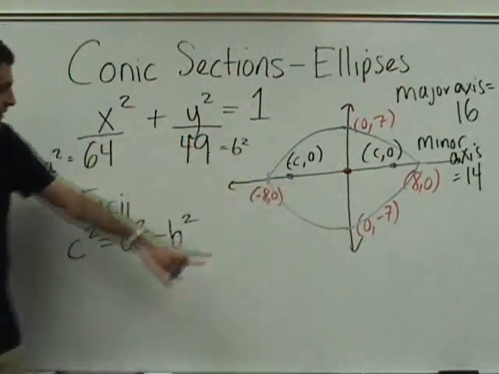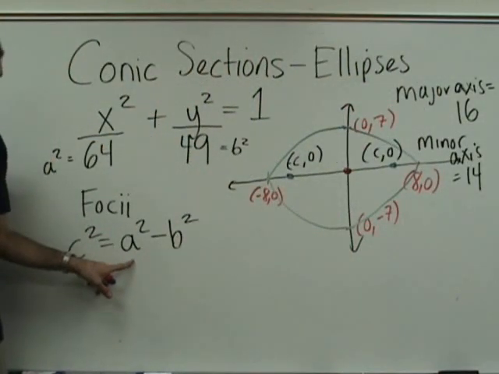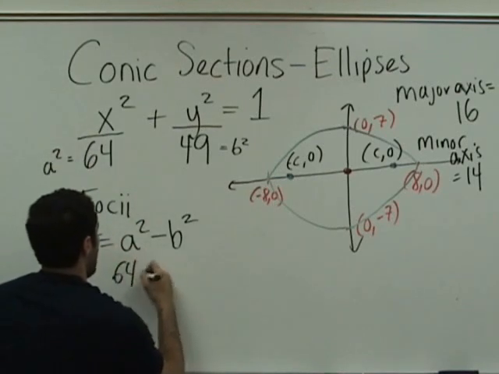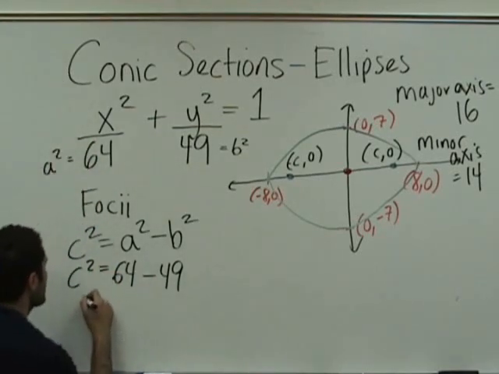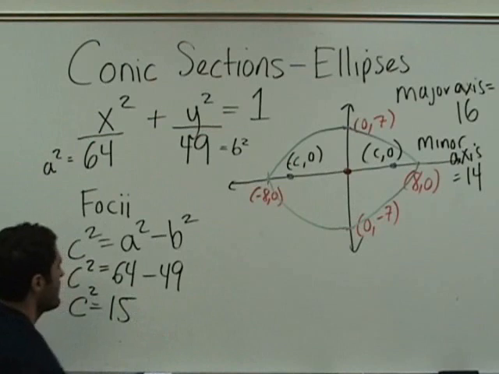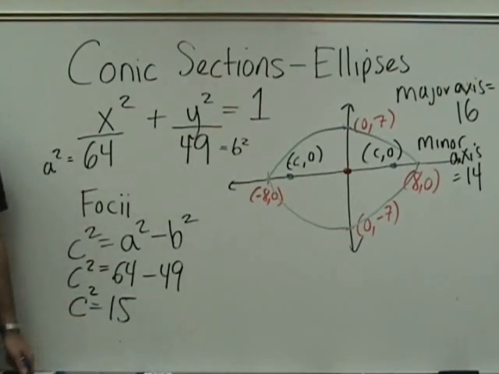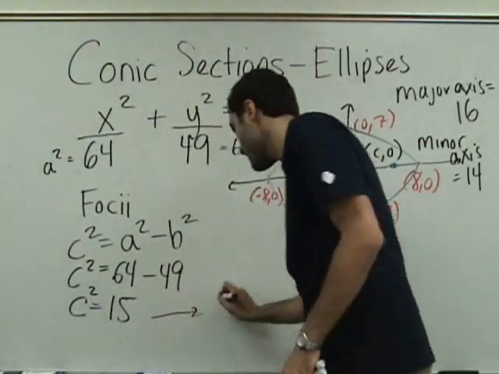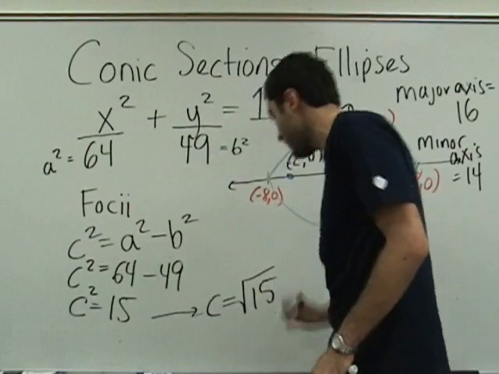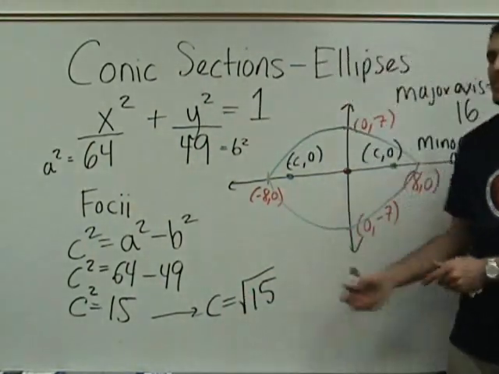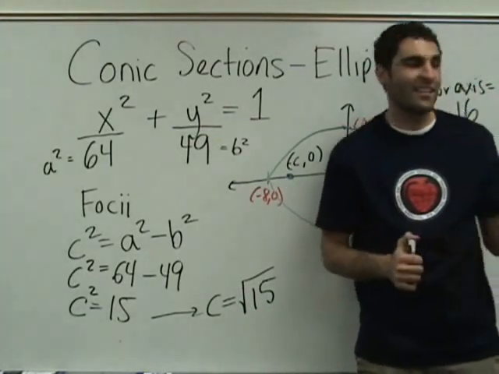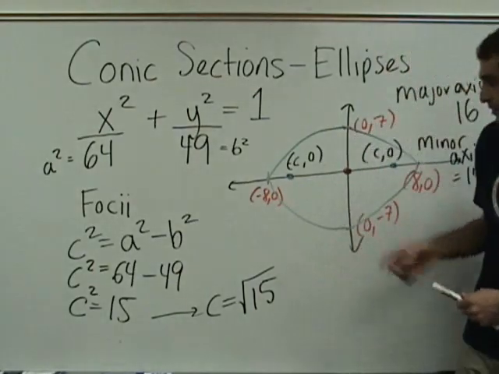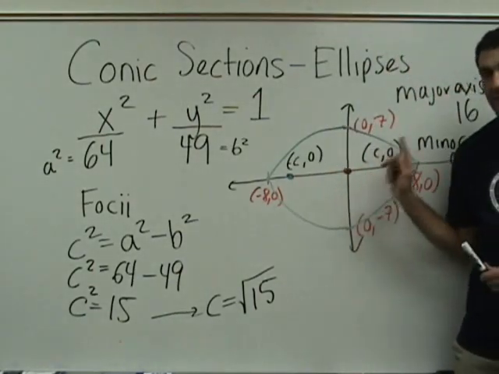Okay, so let's solve for c. What's a squared? 64. 64 minus 49. 15. Root both sides. So if c squared equals 15, what's the value of c? Root 15. So c equals square root of 15. Now, what is the square root of 15 approximately? 3.872. Quick, 3.8. A little under 4, 3.8. Good. So that's the distance that we're going to go from the center.